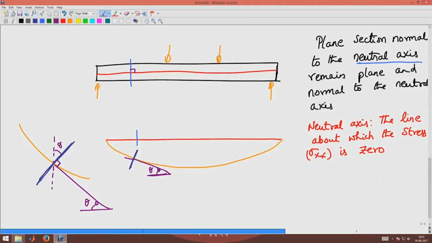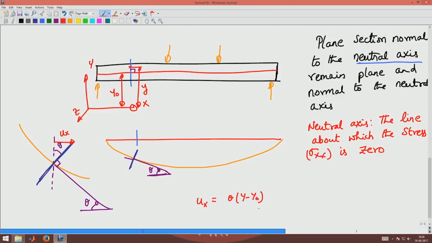Then this displacement along the x direction is u of x. This u of x is given by theta into y minus y naught, where y naught is, say I have my coordinate system oriented like this, y z, the location of the neutral axis is y naught, and any other location here is at a distance y from the x axis. So, u of x is theta into y minus y naught.